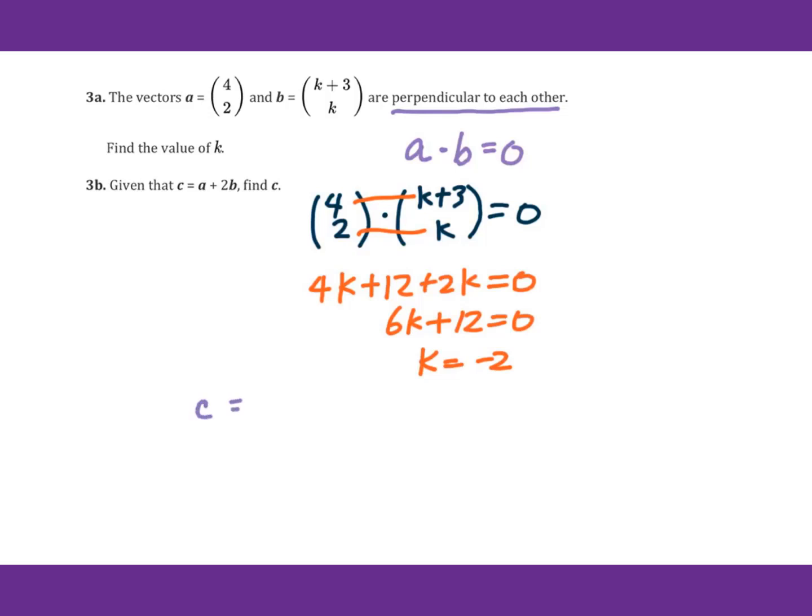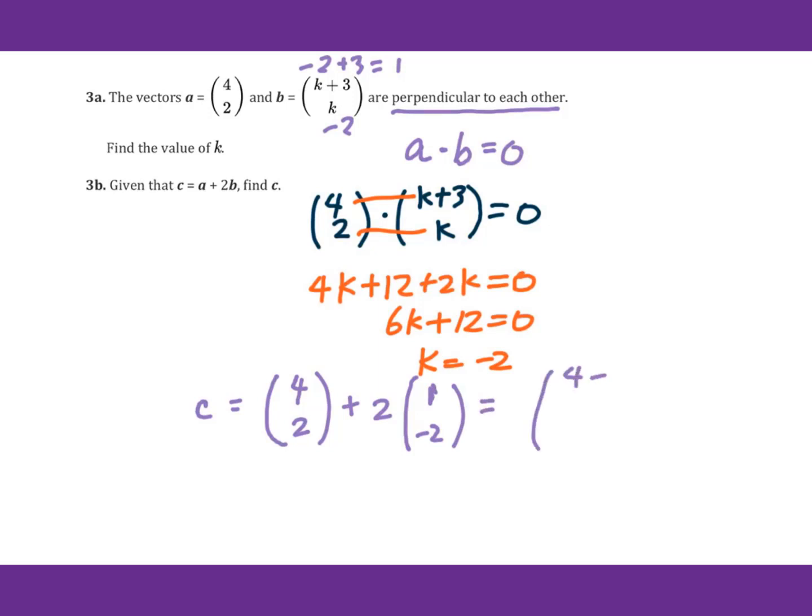Given that c equals a plus 2b, find c. So c equals a, which is 4, 2, plus 2 times b, where b is k plus 3, k. Plugging in k equals -2, we get 1, -2. You will get 4 plus 2 times 1, and 2 plus 2 times -2. So we get 6, -2.